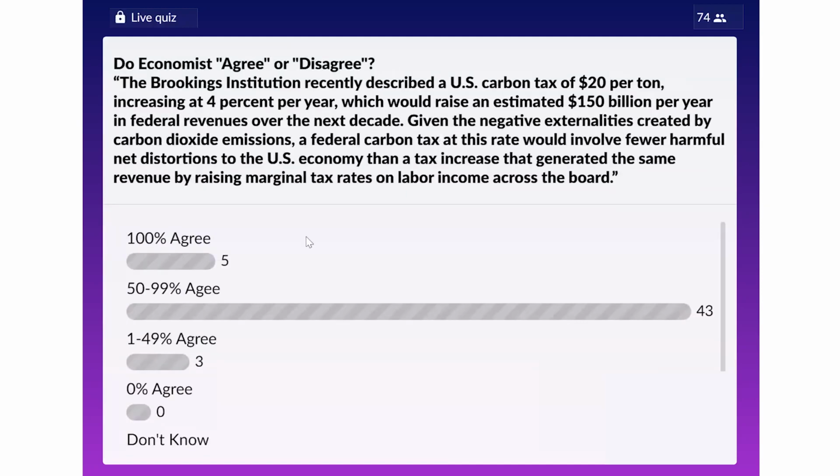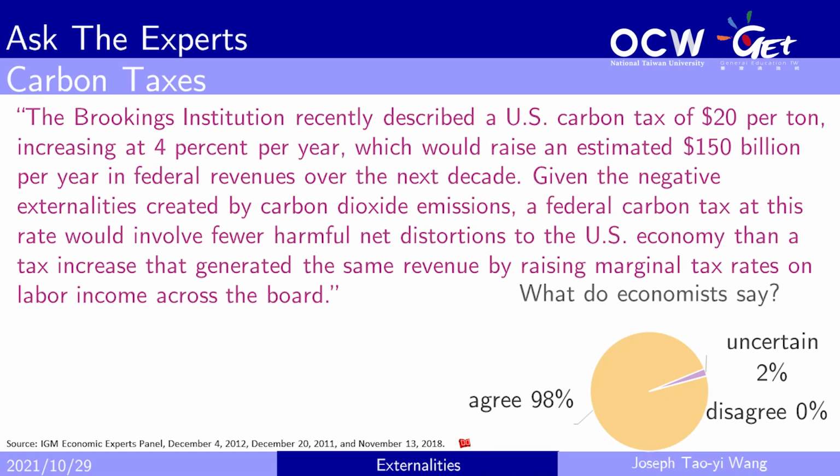So 5 of you say 100%, the majority of you say 50 to 99, some say 1 to 49, and let's look at the answer. And the answer is between 50 to 99%. Let's look at this. Here is the actual data. 98% of the economists surveyed either strongly agree or agree with this statement. 2% are not sure, but nobody disagrees. So if you look at this, yeah, nobody disagrees.